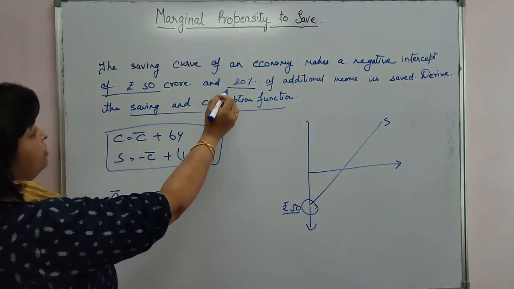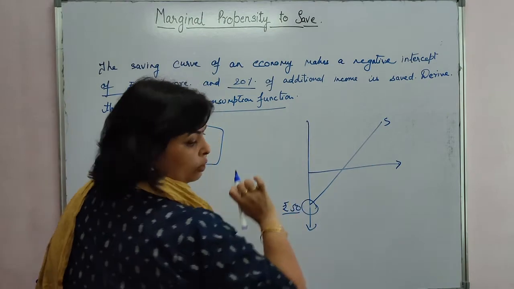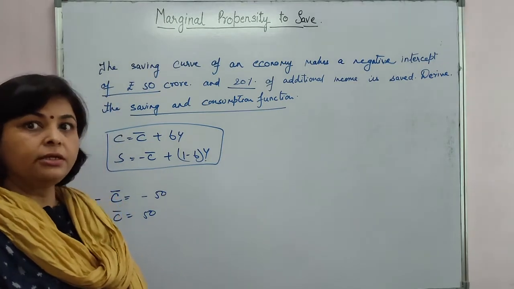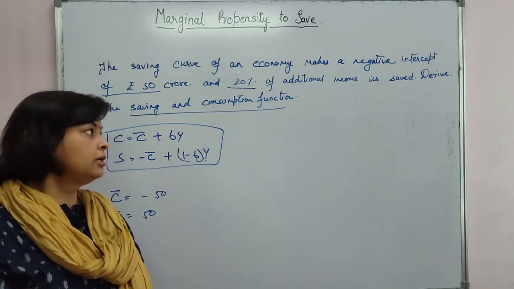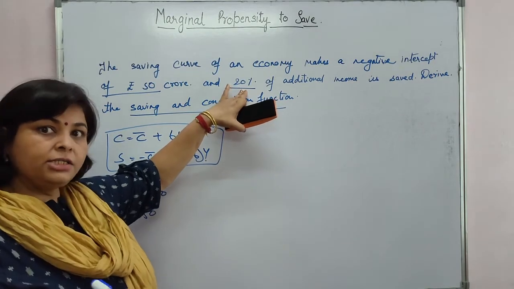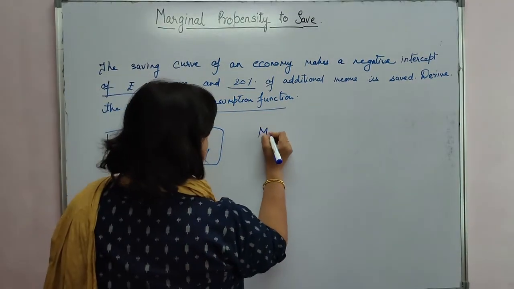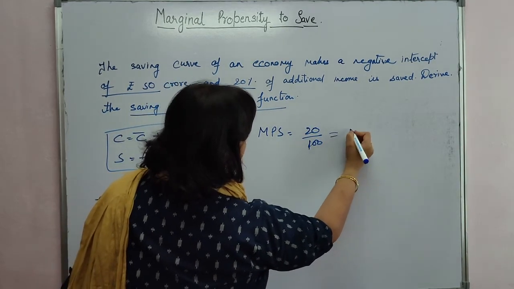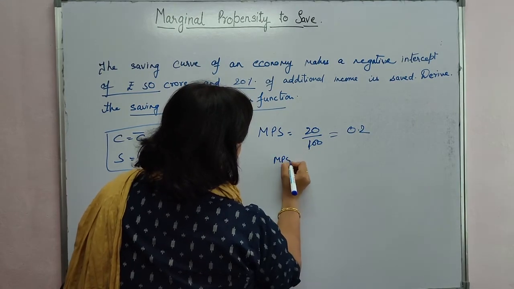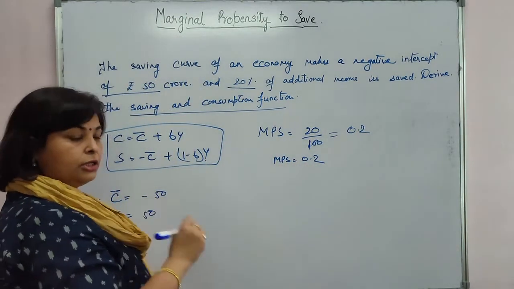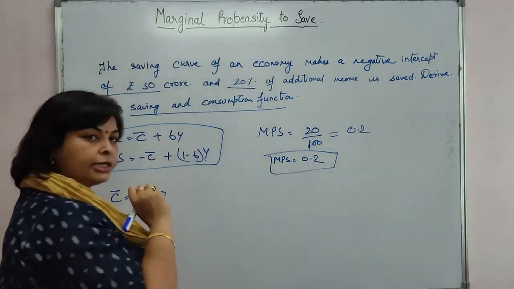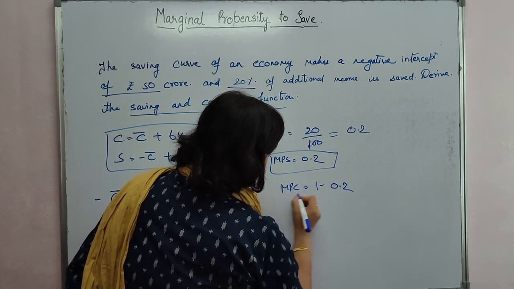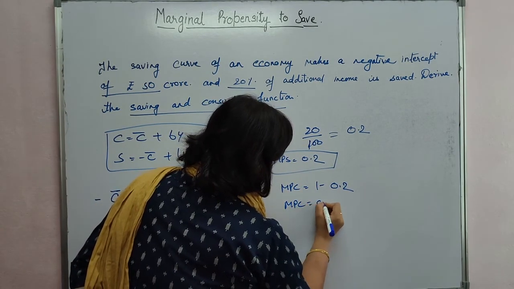Now, the second thing given in the question is that 20% of the additional income is saved. Additional income means change in Y, delta Y, and 20% of this delta Y is saved. So it is MPS. So MPS is equal to 20 divided by 100, because it is given in percent and we have to convert it. So the value of MPS is equal to 0.2. Now MPC will be 1 minus 0.2, and MPC is equal to 0.8.